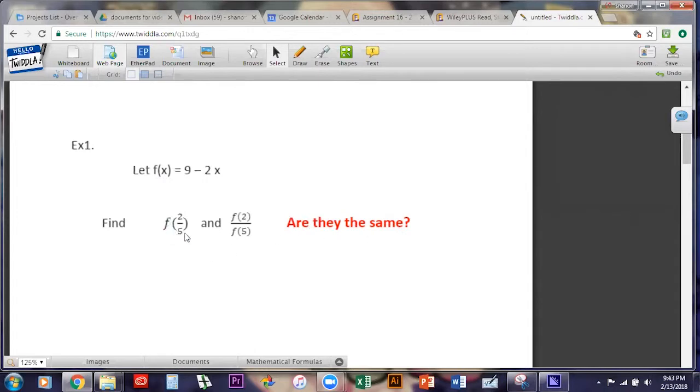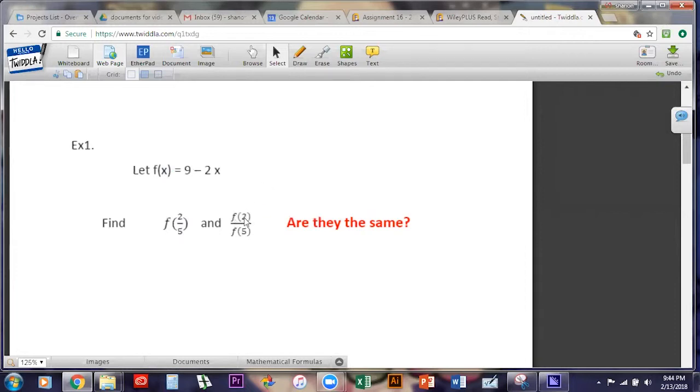So the first one says f of 2/5. And I really want you to understand that whatever's in the parentheses here is what they want us to put into our function machine. So we're going to go up here. It says f of x. So instead of x, we have this 2/5, which means in this function, wherever there is an x, we're going to take that out and replace it with 2/5. We're going to have to do some math with fractions, which may be a little messy, but we'll take care of that.